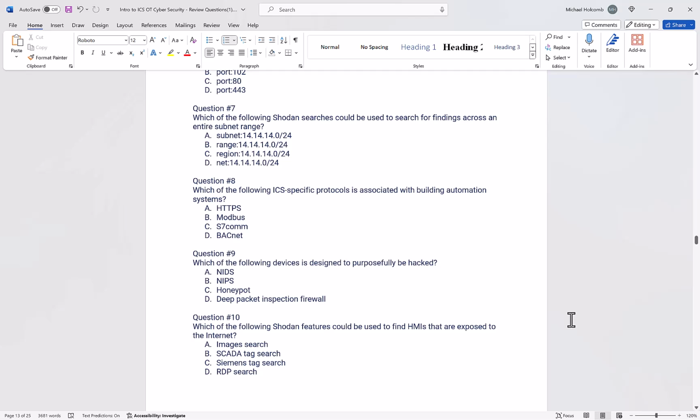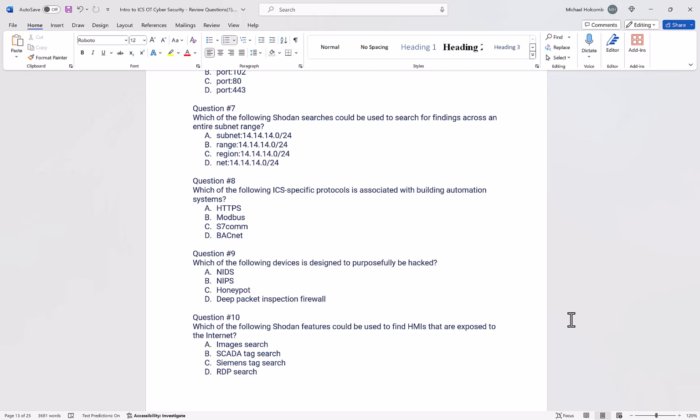Which of the following Shodan searches could be used to search for findings across an entire subnet range? It's going to be the very last one there. So you just type in net: the range you're looking for, and then it'll pull up any assets within that network range that it knows about. So yeah, D for question 7.